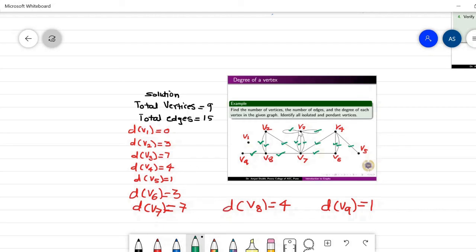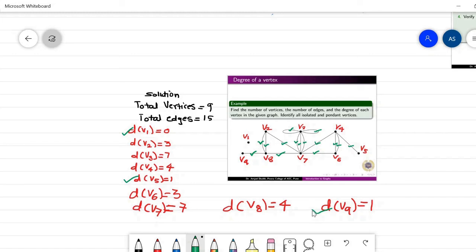Now the next part is we have to identify isolated and pendant vertices. So we know that isolated vertices are vertices of degree 0. So here V1 is an isolated vertex, and a pendant vertex has degree 1. So V5 is of degree 1 and V9 is of degree 1. Hence vertices V5 and V9 are pendant vertices in this graph.